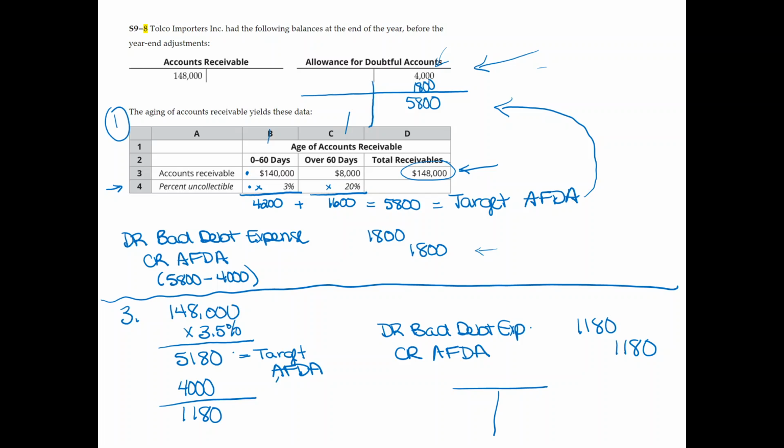And if we quickly do the T account here, we'd started at 4,000. Now we've booked this additional 1,180. So we end at 5,180, which is what we want because that was our target.